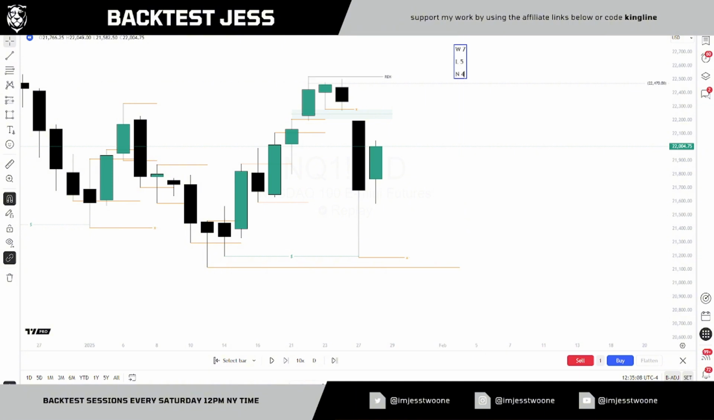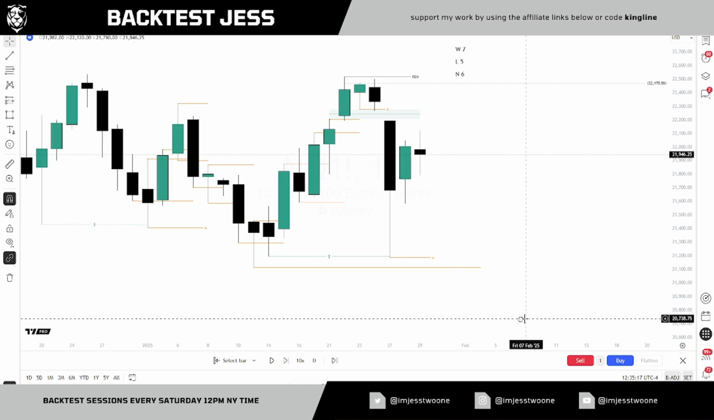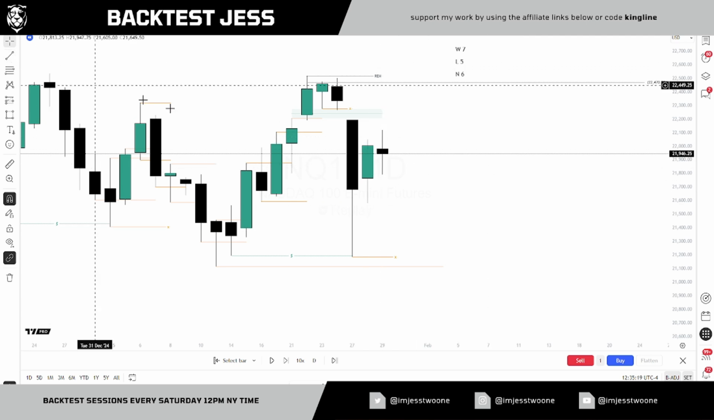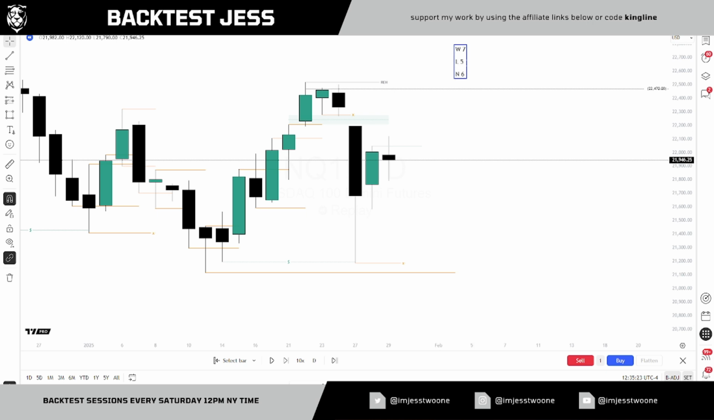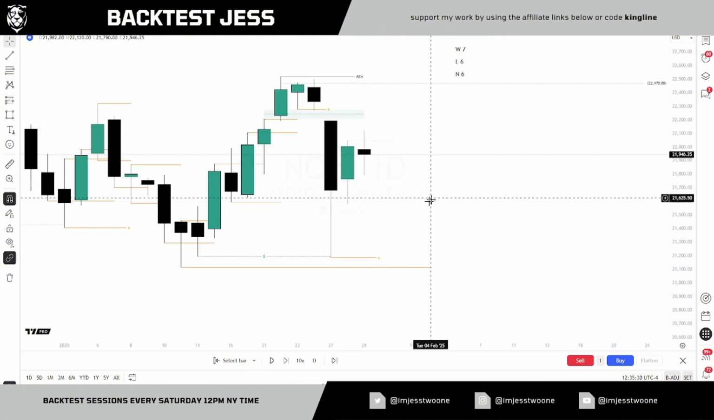Let me add one more neutral to that. I forgot. Actually, two more. Okay. All right. So we swept previous day high. And we closed inside the range.